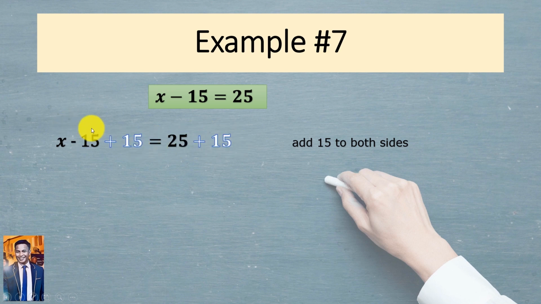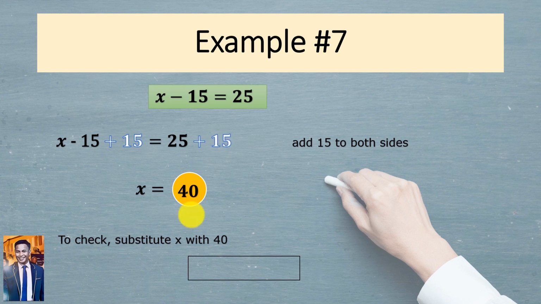Itong negative 15 plus 15, if you apply your integers, your rule in addition of integers, this will become 0. Okay, this will become 0. So, x minus 0 again is equal to x. Okay, x minus 0 is equal to x, then, okay, 25 plus 15 is equal to 40. Again, we are going to check it. That becomes now 40 minus 15, our answer will be 25.